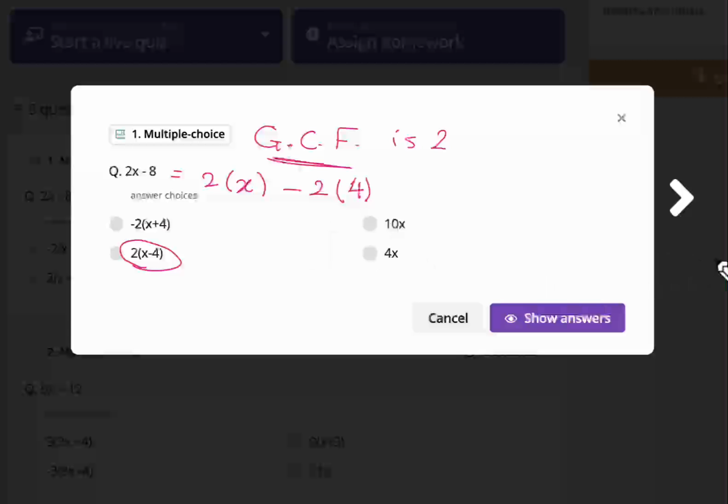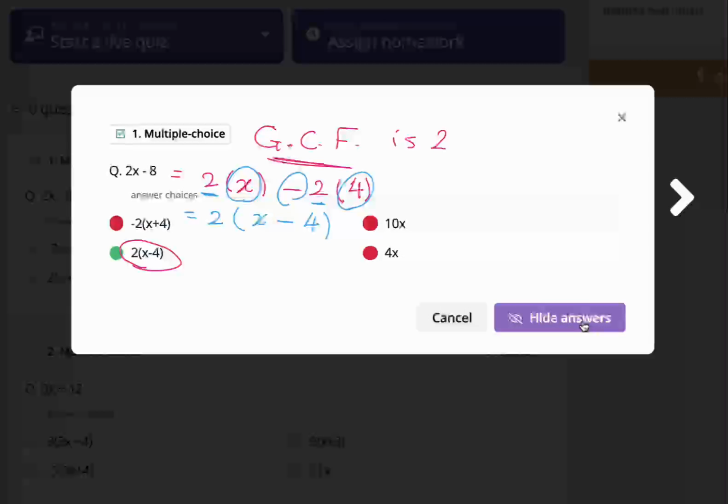And now factor out the common factor, which is 2. So I factor out this 2. And in the parentheses, I have left x minus 4. Any problems? No. Okay, so that was the first question, and its answer is 2 times x minus 4.